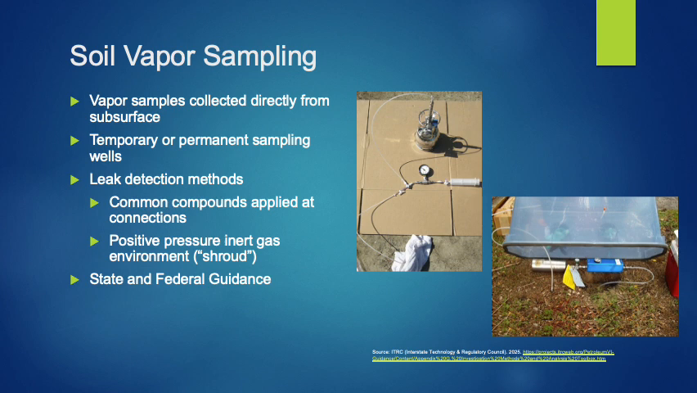It's important when sampling to determine if the sampling apparatus has leaks that are present. One method is to use a shroud where an inert gas is placed within the environment of the sampling apparatus. Another such method is to place rags that are doused in chemicals that aren't typically found in the environment around connections or fittings. In either case, if the leak detection compound is detected, it calls into question the integrity of the sample, which may void the sample's use. Sampling is typically performed following either state or federal guidance.